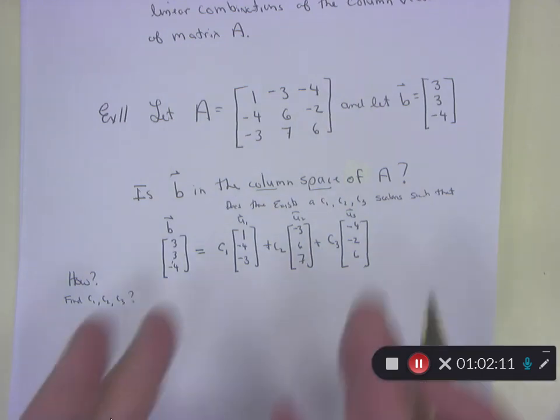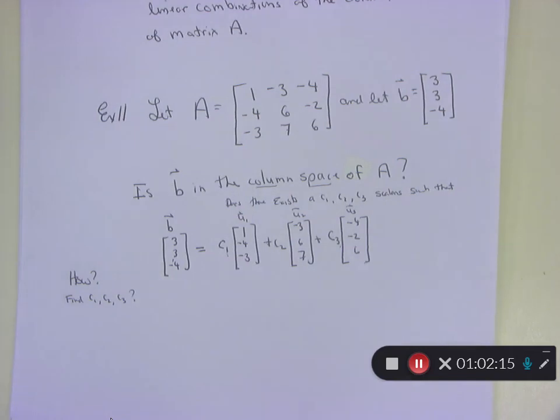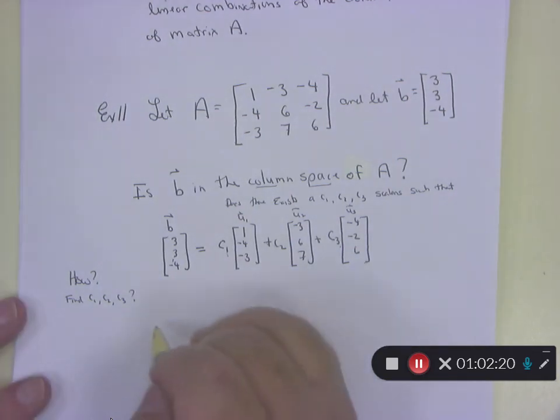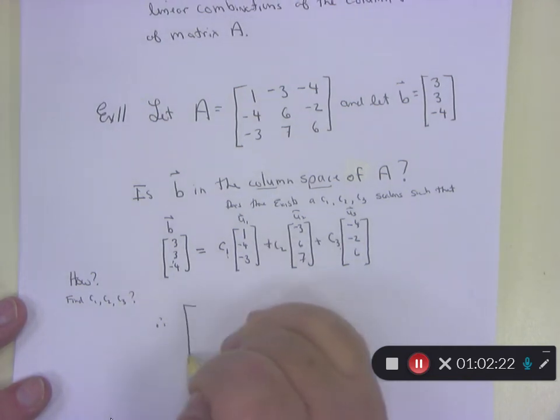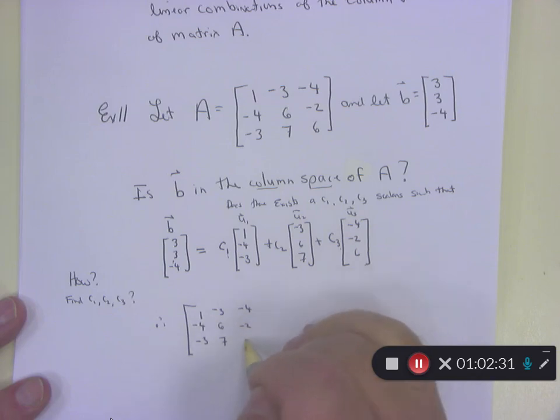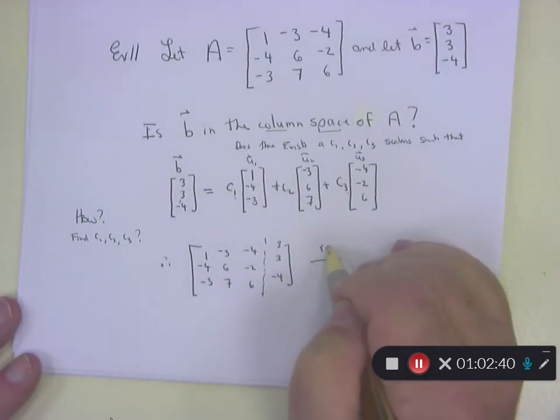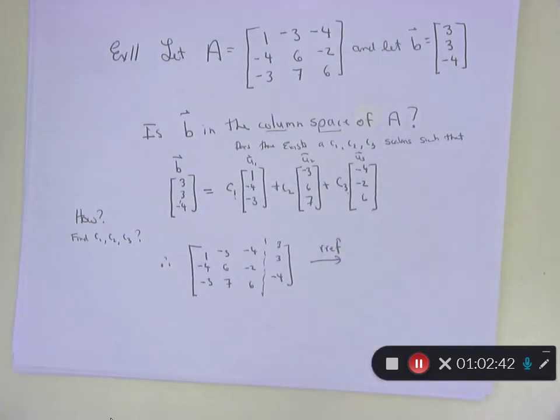Outstanding, because you've got a system of equations. So basically you want to find C1, C2, C3. They are the vectors that you're trying to solve for here. So we would do an augmented matrix. That implies that we need to do 1, negative 4, negative 3, negative 3, 6, 7, negative 4, negative 2, 6, augment with 3, 3, negative 4, and then we're going to go after the old RREF, and let's see what we get.